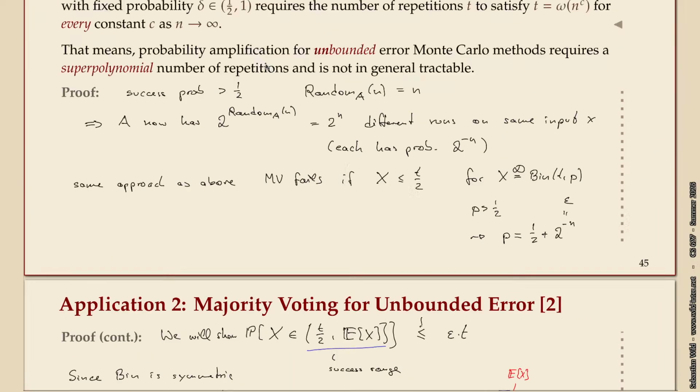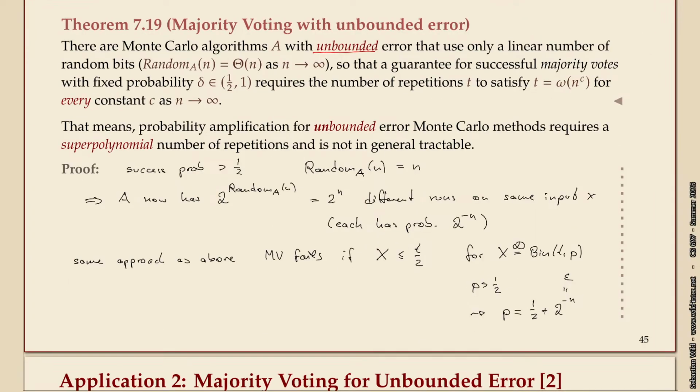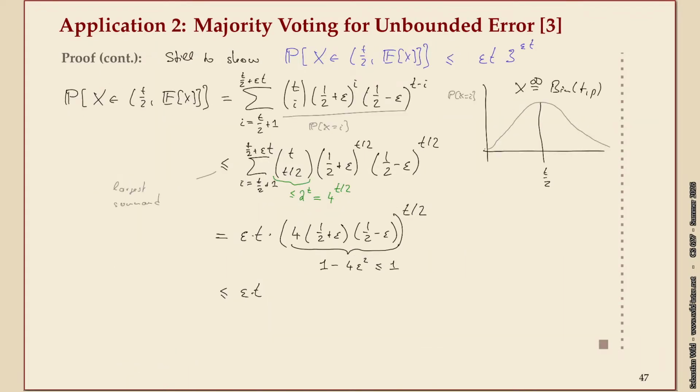Again, the point is unbounded error is not good enough. We need an exponential number of repetitions. So that's an indication that this is not a suitable model.